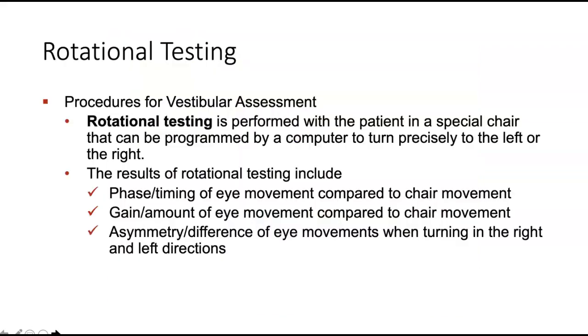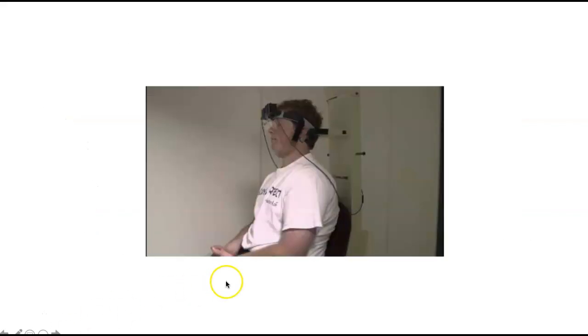Another test that we do is rotational testing, where we have them sit in a chair and we basically just swing them back and forth lightly. We rotate the patient because, remember, if you rotate in one direction, the eye should go in the opposite direction to maintain your balance. So rotational testing gives us an idea of whether the eye moves appropriately with movements of the body or head.